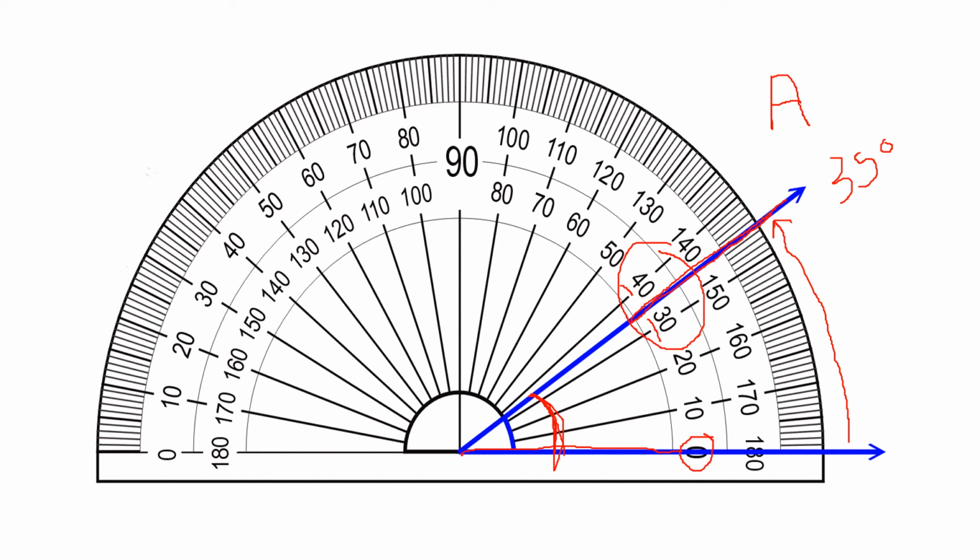You can see that the inside numbers do not have all the small tick marks like the outside numbers. So we have to use the outside tick marks right here to help us find the in-between measurements. So this would be 30, 31, 32, 33, 34, 35.